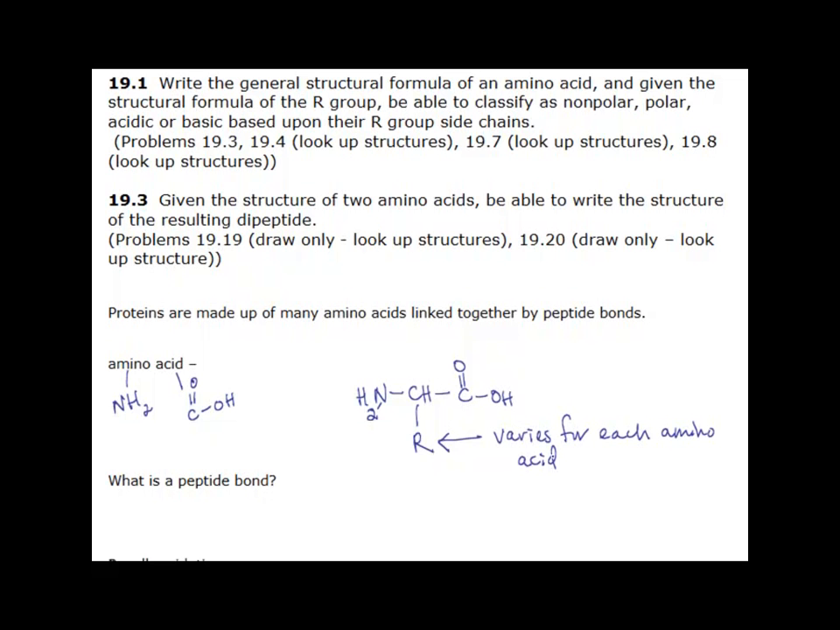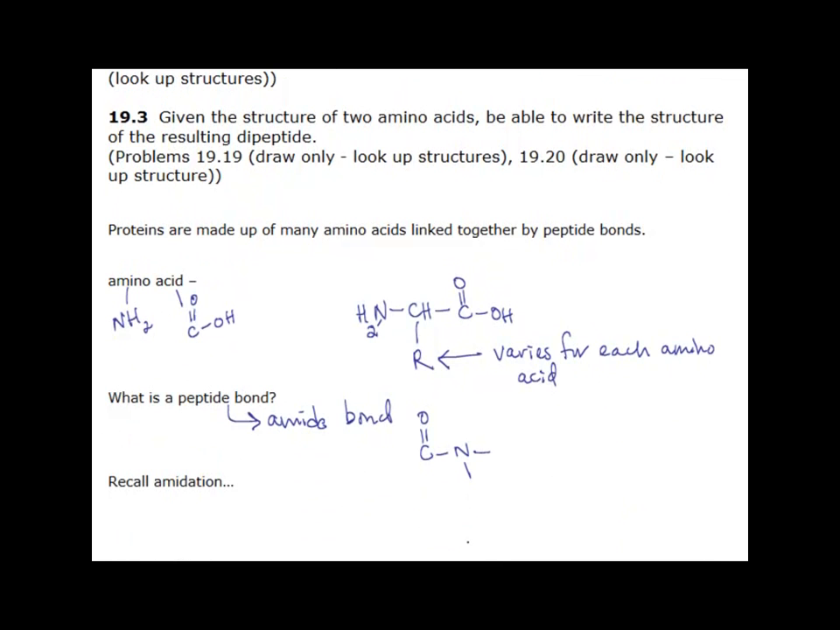So we've learned so far that proteins are made up of amino acids. We've learned the amino acid structure. Now we're going to learn about the peptide bonds. So a peptide bond is something you already know. You learned it in Unit 4. It's an amide bond. So remember that an amide is a carbonyl connected to a nitrogen. So that is an amide.